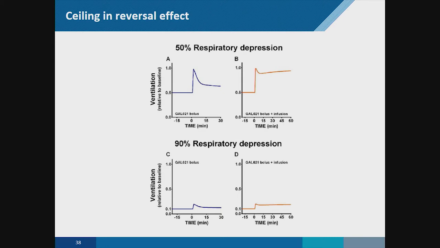Because you might not be able to overcome, with the limited amount of respiratory stimulation that you get from peripheral stimulation, the central barrage or central depression of respiration. And indeed that was the case. We showed that if you have just 50% respiratory depression from your opioid, the drug acts as a very potent respiratory stimulant. However, if you have high dose respiratory depression, you cannot overcome this barrage, this very severe central effect.